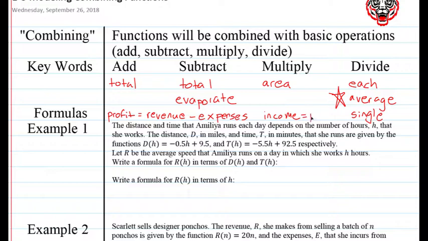That's equal to price times quantity. So if I have 5 apples and each apple costs $2, my total income from selling those apples is $10. Pretty straightforward, but I just want to make sure you guys are aware that sometimes there are assumed things that you know for these problems.